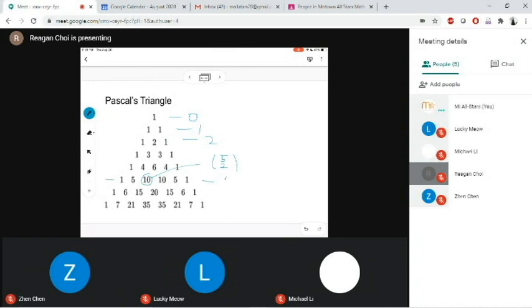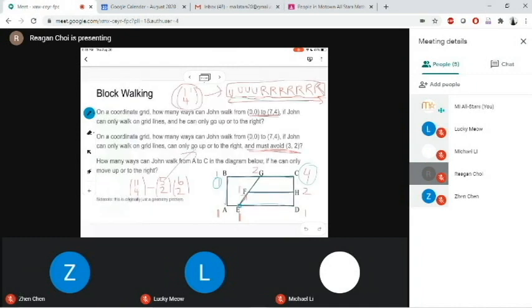And there are multiple ways to prove that Pascal's triangle forms binomials. One way is because, consider this thing here. We just did block walking on the previous slide, and we said rearranging the up, up, right, right, right thing gets you the number of ways to walk from 0, 0 to 7, 4. So if you want to walk from 0, 0 to, I think this is 3, 2, then there's 5 choose 2 ways to do that.